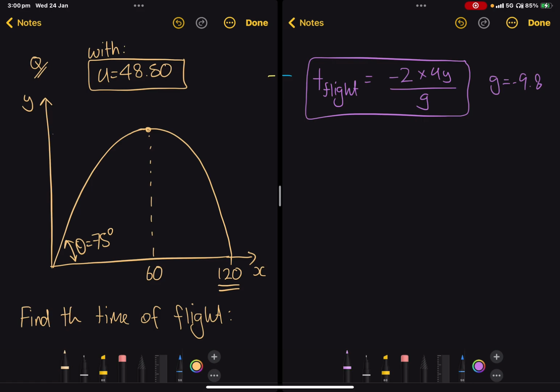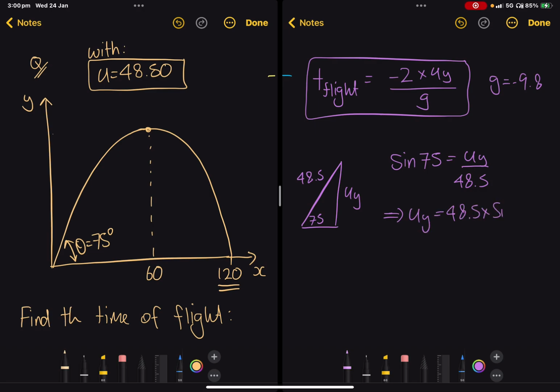So we'll draw a little vector diagram to do the initial velocities. This is 75 degrees, this is 48.5. This is initial velocity in y. So we're going to use sine. Sine of 75 is the initial velocity in y over 48.5. This tells us the initial velocity in y is 48.5 times sine of 75.